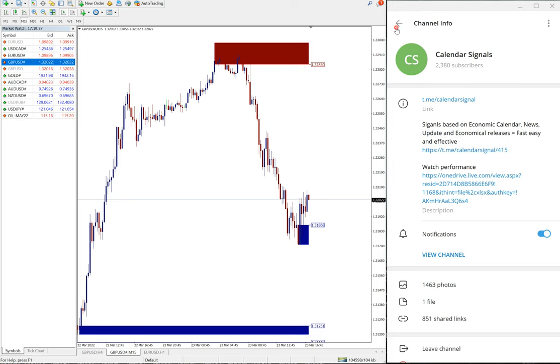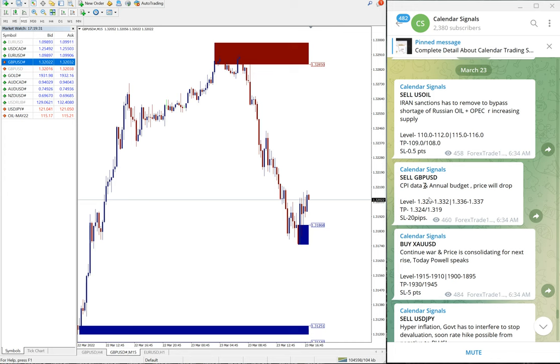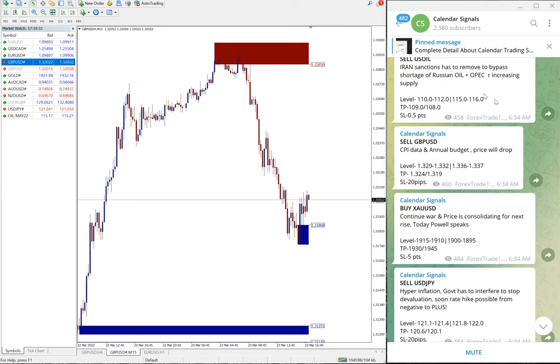And out of these four signals we gave today, three already performed except US oil, and we will update the status of the US oil signal on the channel once it is performed or SL hit. And then the signal posted time, you can check here, it's all posted as per the GMT timeline. 6:34 a.m. GMT we posted the signal, as you can see the timestamp on this.